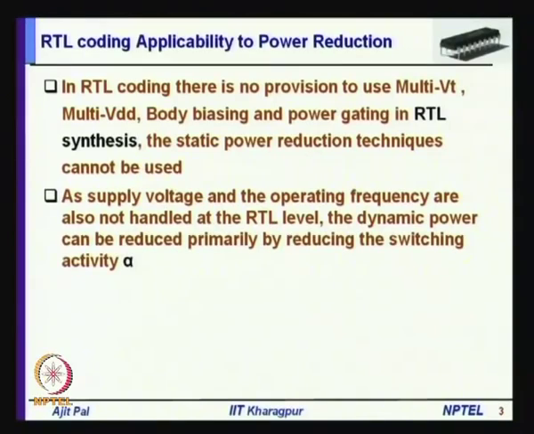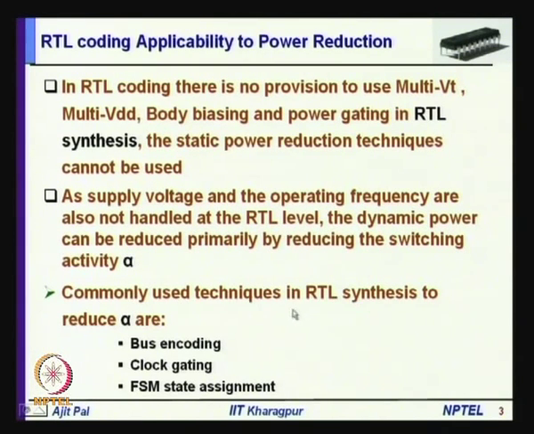Here the logic level one can be 5 volt, it can be 1 volt, even if you use multiple VDD in your circuit. So, that is a serious limitation. The dynamic power reduction cannot be carried out by supply voltage scaling. However, the dynamic power can be reduced primarily by reducing the switching activity alpha. There are some techniques which can be implemented, and these will primarily reduce the switching activity. Commonly used techniques in RTL synthesis to reduce alpha, the switching activity, are bus encoding, clock gating, and FSM state assignment. I have already discussed in detail about these techniques, and using them you can reduce the transition activity or switching activity to reduce dynamic power, but you cannot go beyond this.